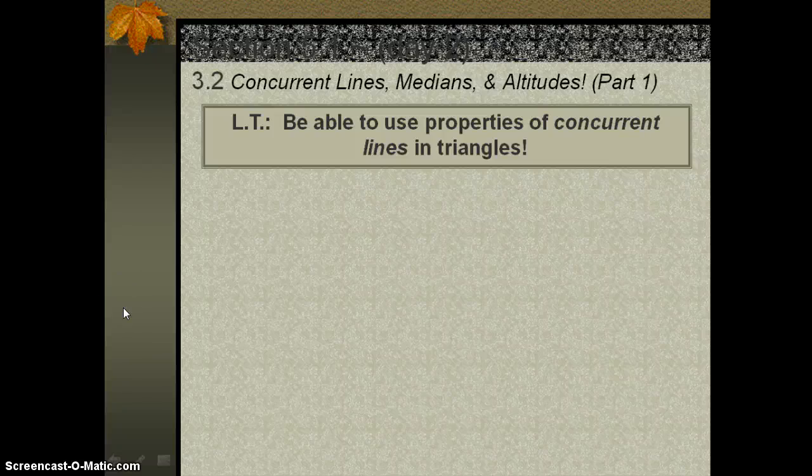Hi class, this video is over section 3.2. We will have two parts to this video. This is part 1, where we will be able to use properties of concurrent lines and triangles. The second part of the video will deal with medians and altitudes.